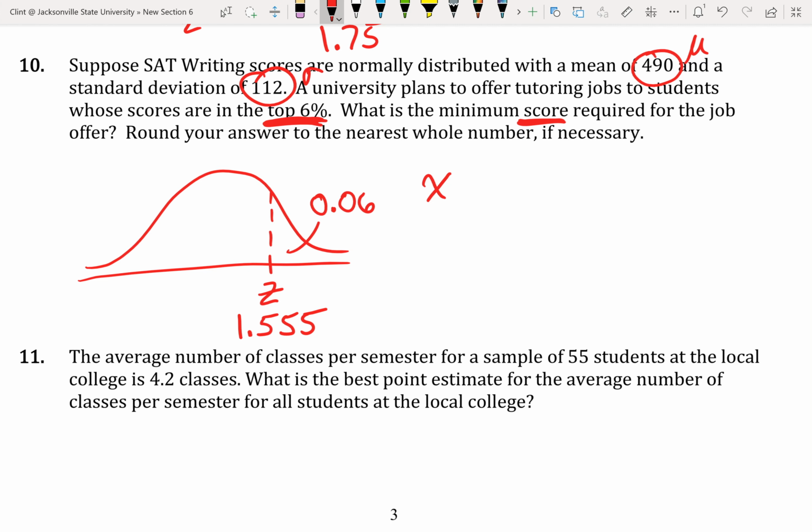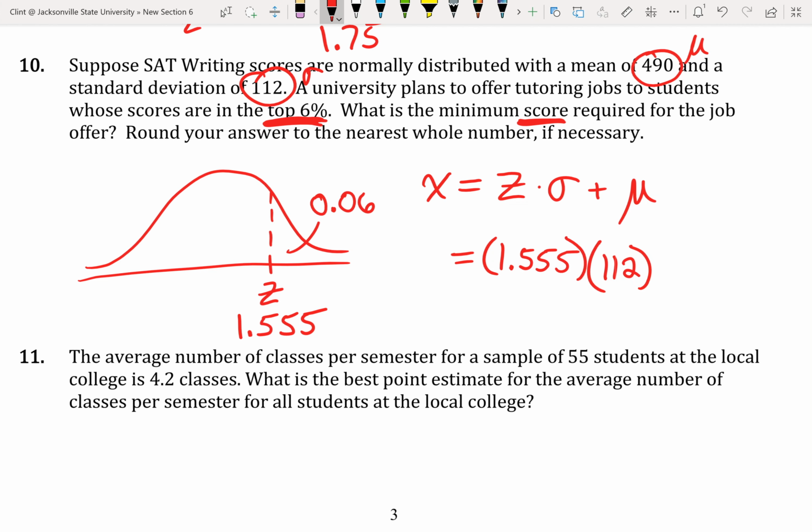To change that to an SAT score, we have this formula. It says if we want an x, an SAT score, it is z times sigma plus mu. So here that's going to be 1.555 times 112 plus 490. Let's see what we get there. It says we can round to the nearest whole number. So 1.555 times 112 plus 490. I got 664.16, so when we round to the nearest whole number, our minimum SAT score is 664.